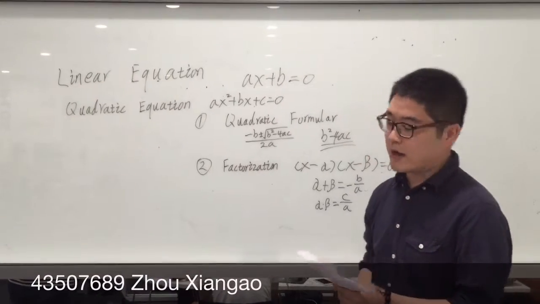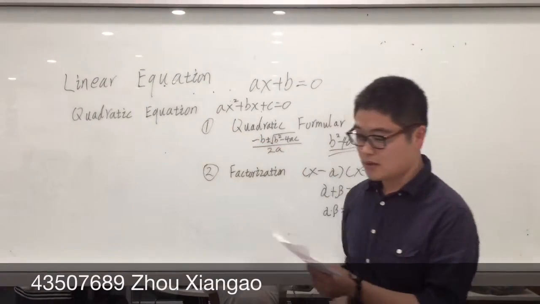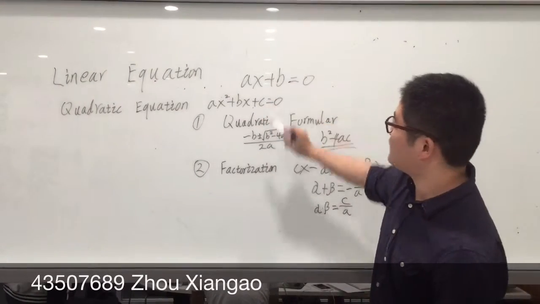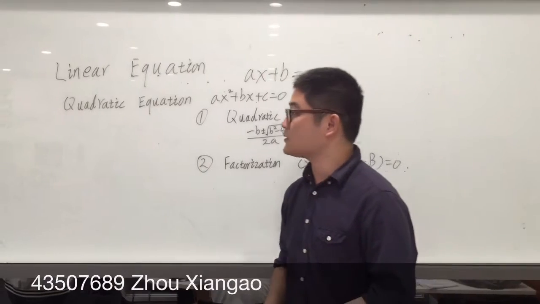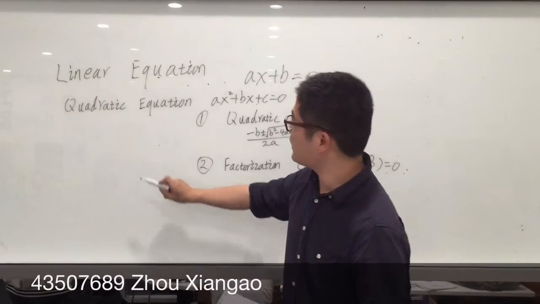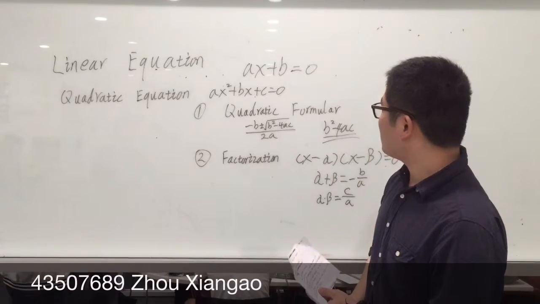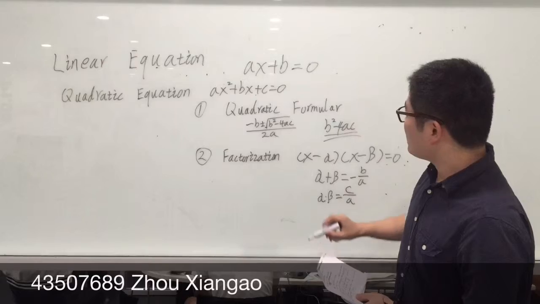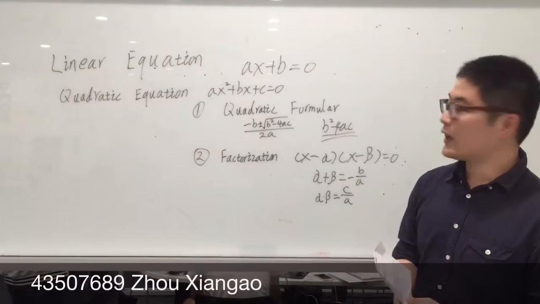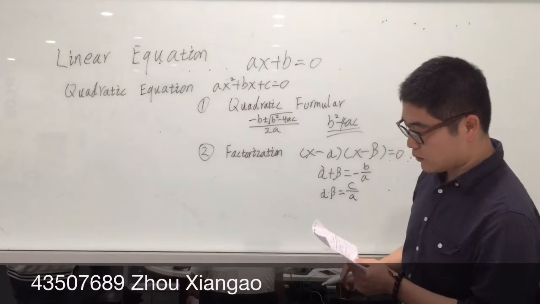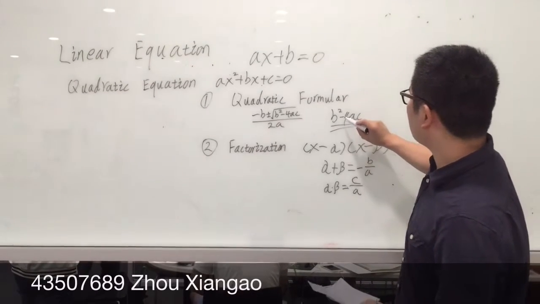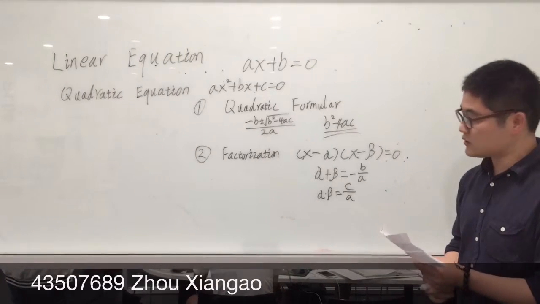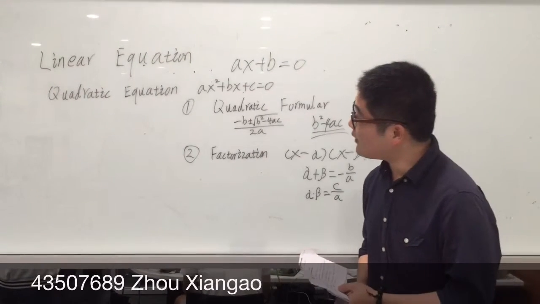Hi everyone, today we have talked about the linear equation. It's very easy, we just get the variable on one side and solve the equation. In the second part, we learned the quadratic equation. There are two ways to solve it. One is the quadratic formula. When we use this formula, we should pay more attention to the discriminant b squared minus 4ac. It defines the number of real solutions of the quadratic equation.